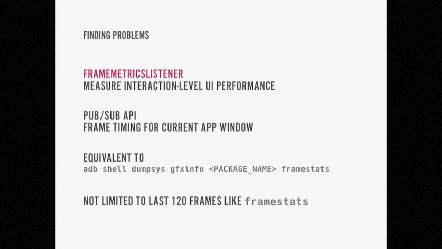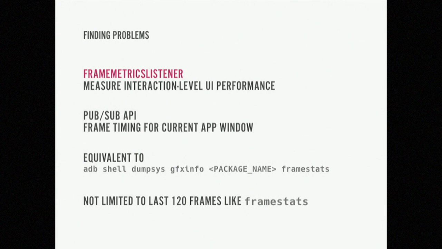But if you don't like using command line tools, or you just want things to be a little bit more integrated with your development, there's this really cool new API that came out in, I think it was Marshmallow as well, called the Frame Metrics Listener. Actually, it might have been Nougat. I think it was Android 7, so it's Nougat.